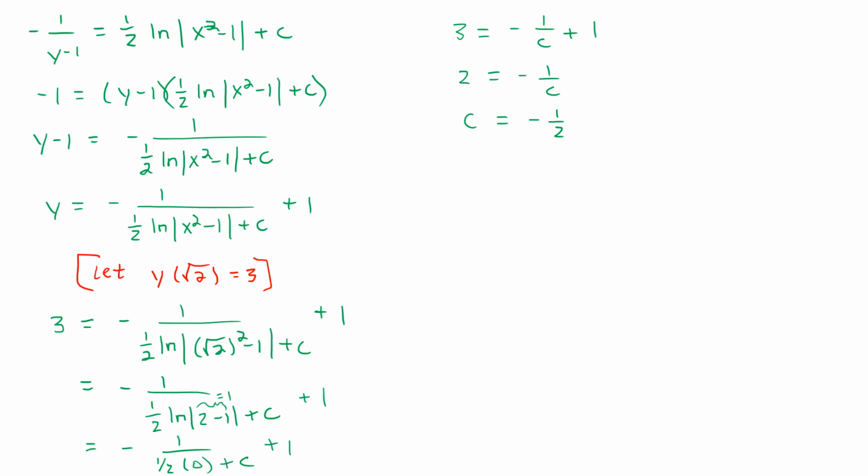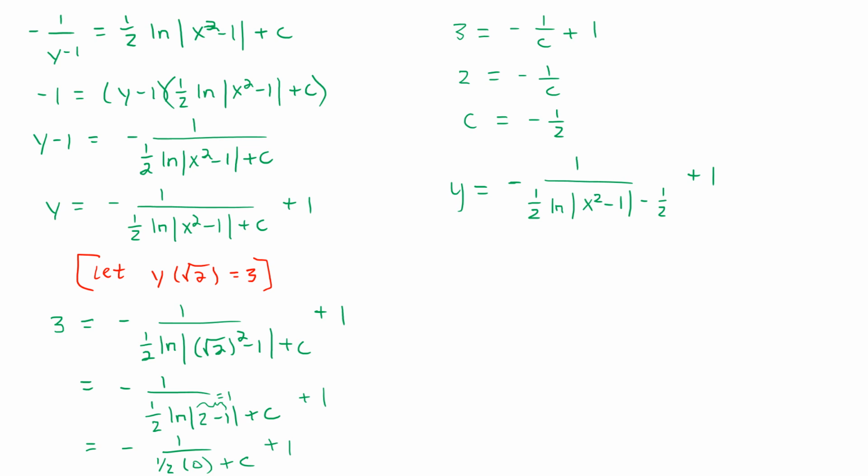Okay, so now that we know what c is, we know what our particular solution is, which is y equals negative, and then 1 at the top, over 1/2 natural log x squared minus 1 minus 1/2, plus 1. Okay.